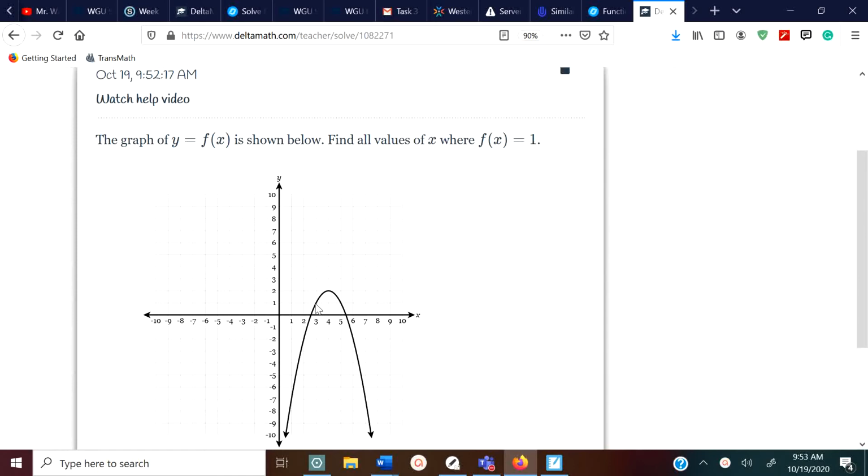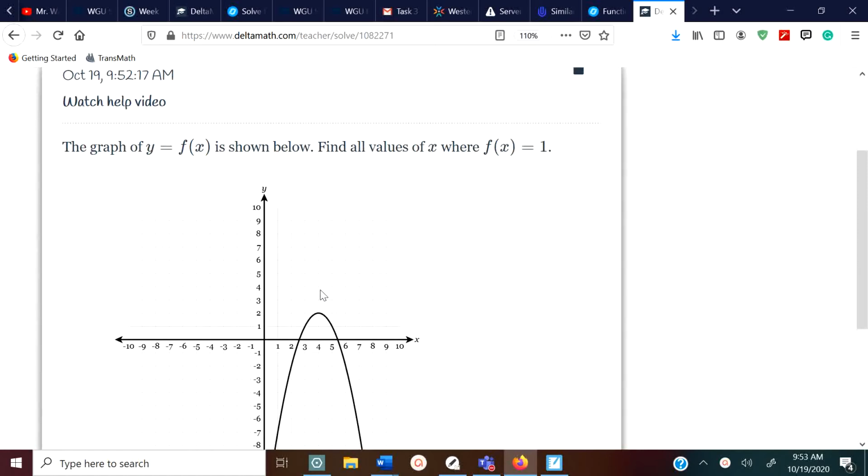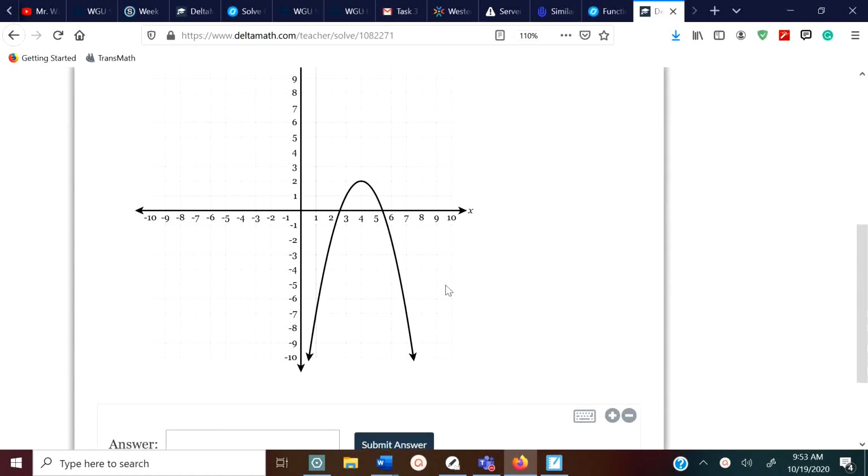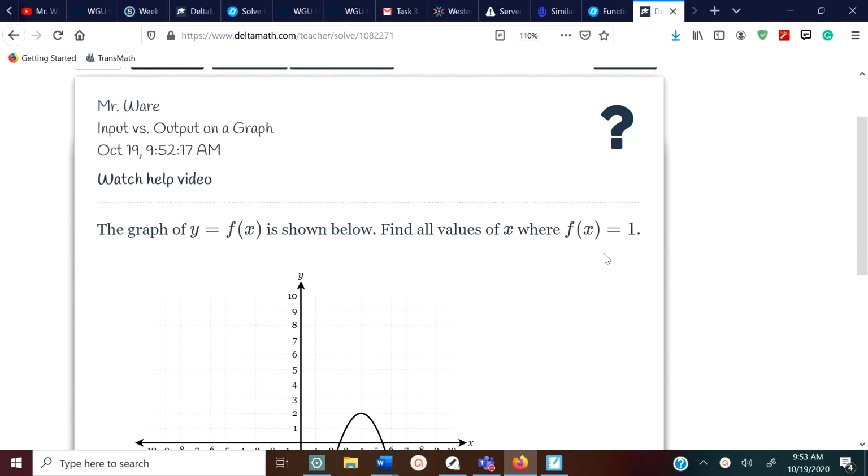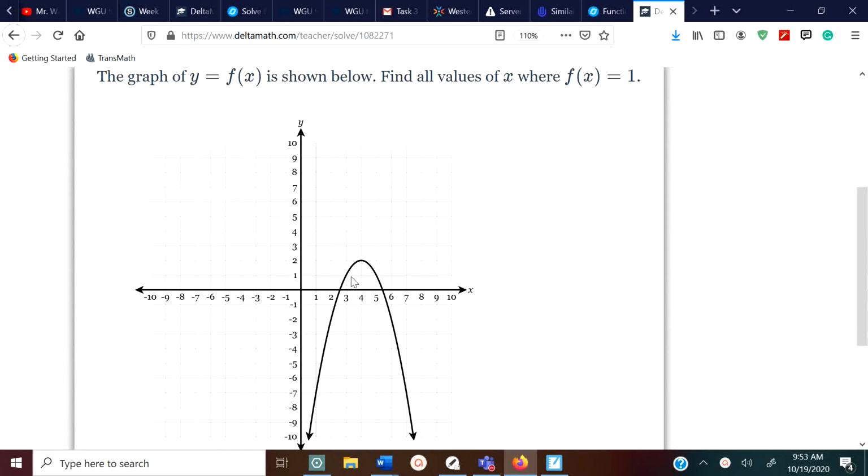Let me zoom in a little bit so you can see it. Right here I come all the way down to 1 and come over to 3. But if I keep going, it meets right here as well. So when f of x is 1, when y is 1, then x can be either 3 or 5. So there's two answers there.